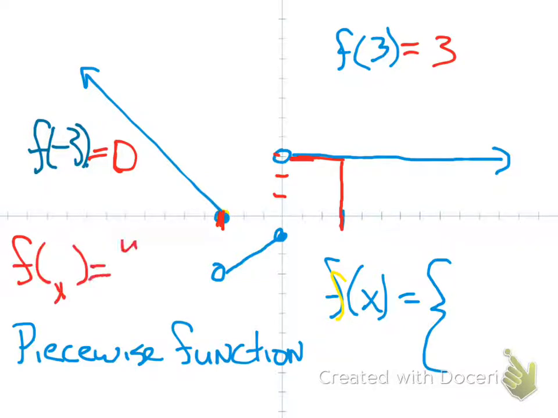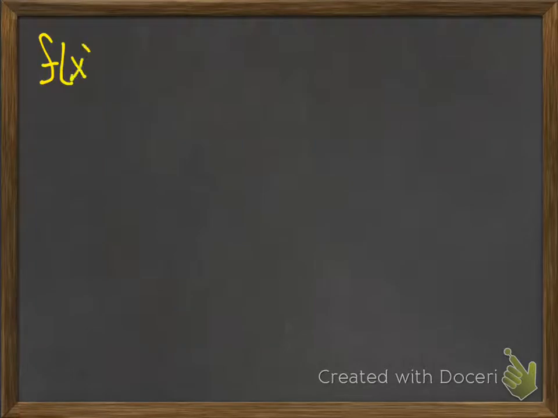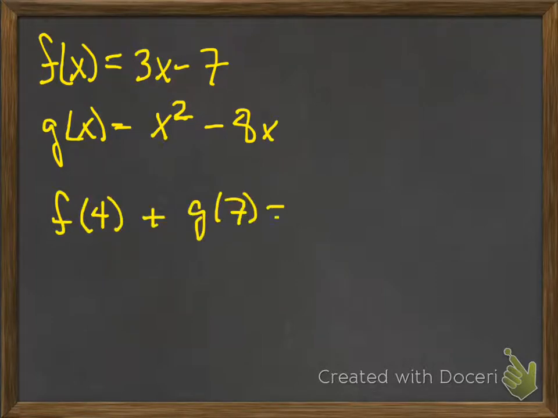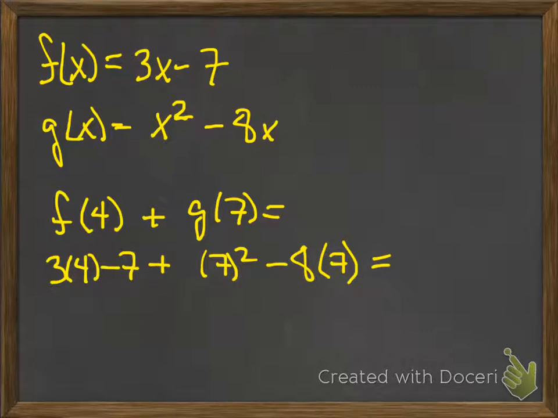Keep in mind, again, the x is the number in the parentheses, and I'm asking for the y value. Alright, so then I've got these two functions, and the question becomes, can I answer when f of 4 plus g of 7? And again, all I'm doing is plugging in the numbers in place of the x's for their respective functions, and then seeing what I get for an answer.